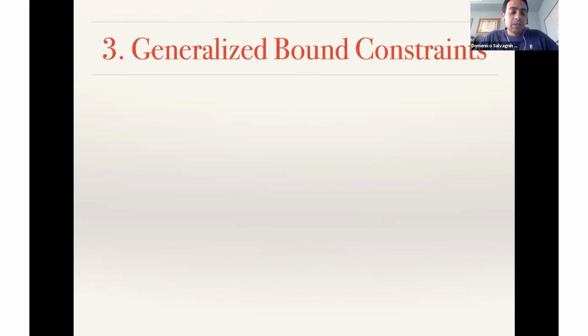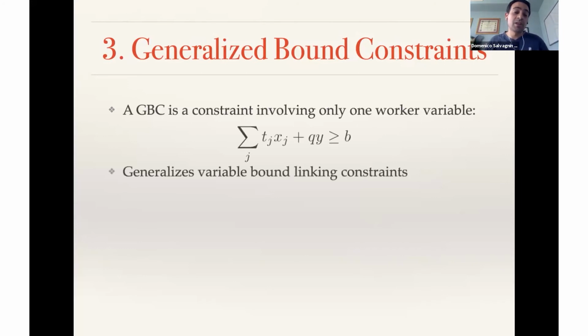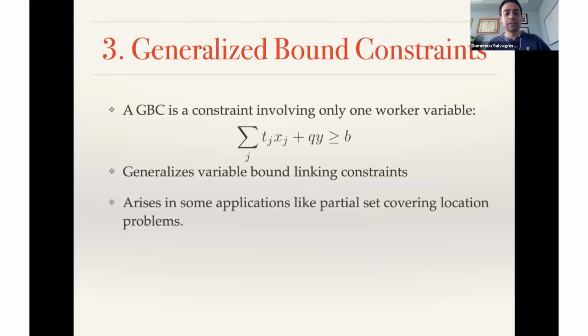Let me move to the next point, which is the generalized bound constraint. A generalized bound constraint is a constraint which involves only one worker variable. So you can see it as a generalization of the variable bound constraints that we saw for facility location. And well, first of all, it arises in applications. So this is not just an empty generalization. It does happen in practice.